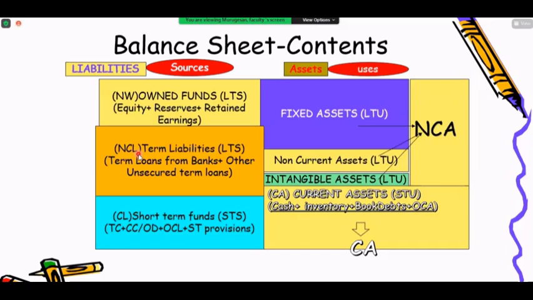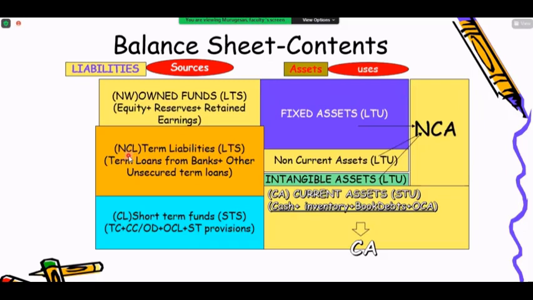After the new balance sheet, the Companies Act was amended in 2013. Earlier, we used to call them term liabilities. Now you have to call it what? Non-current liabilities. What is a non-current liability? The liabilities other than current liabilities are non-current. Non-current liabilities, NCL, is the short form. This is also a long-term source.